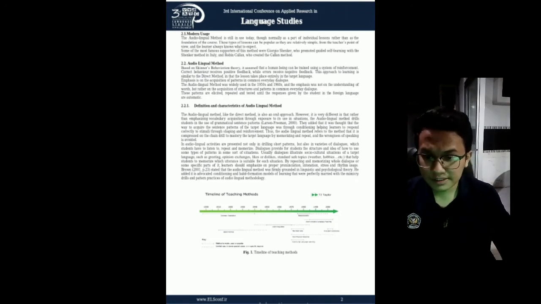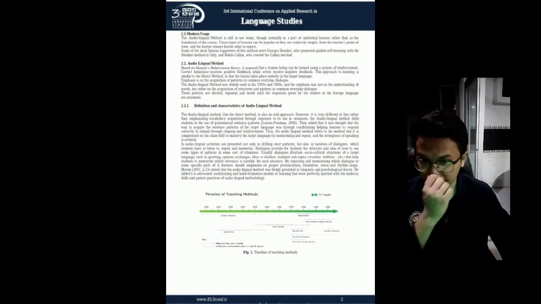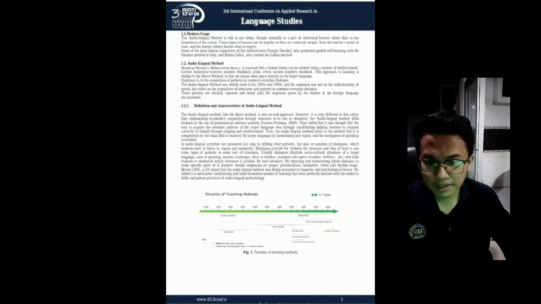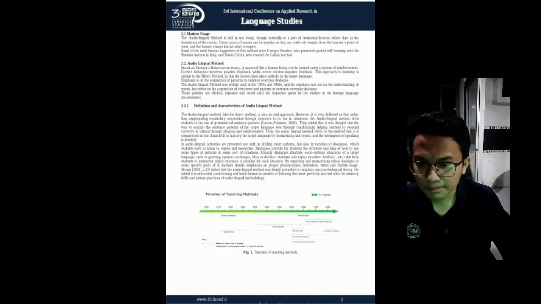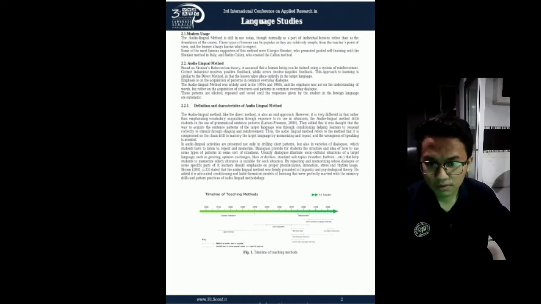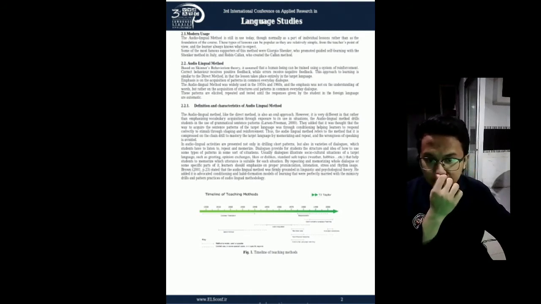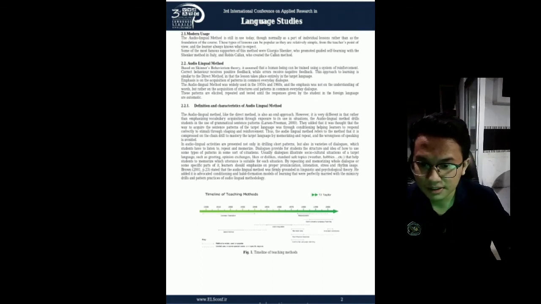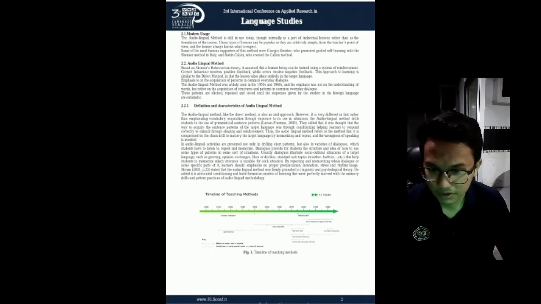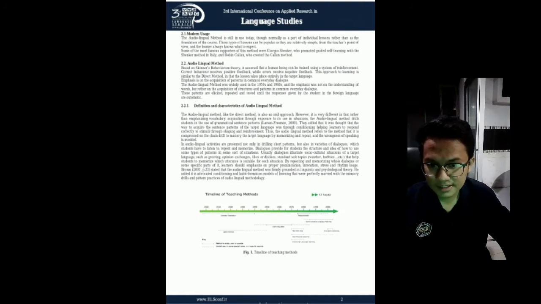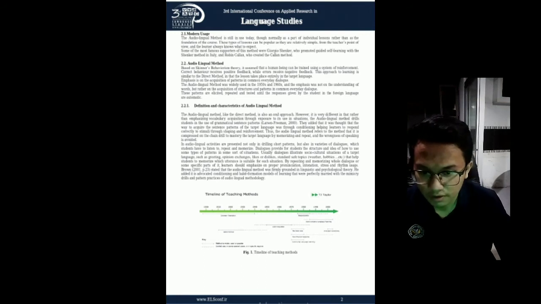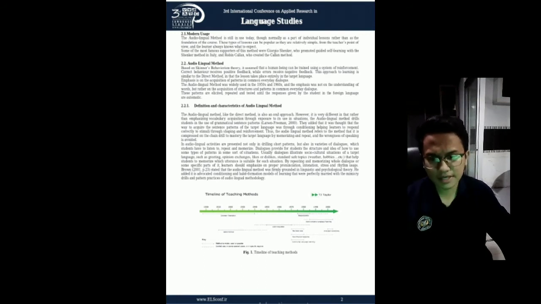2.2 Audiolingual method. Based on Skinner's behaviorist theory, it assumed that a human being can be trained using a system of reinforcement. Correct behavior receives positive feedback, while error receives negative feedback. This approach to learning is similar to the direct method in that the lesson takes place entirely in the target language. Emphasis is on acquisition of patterns in common everyday dialogue. I think that's enough. That's a very good point right there.